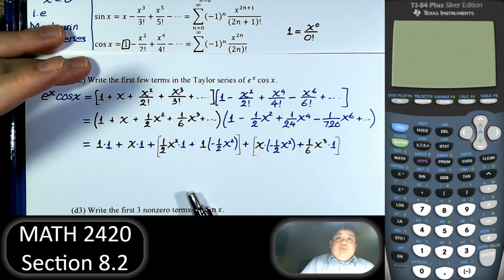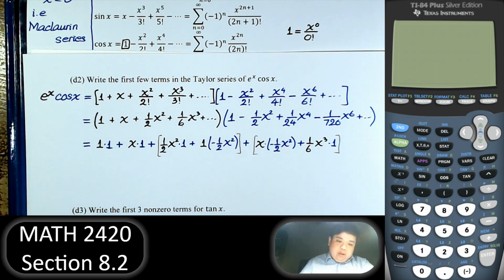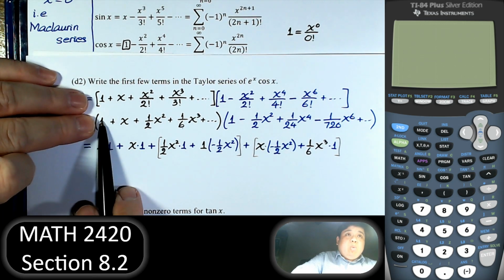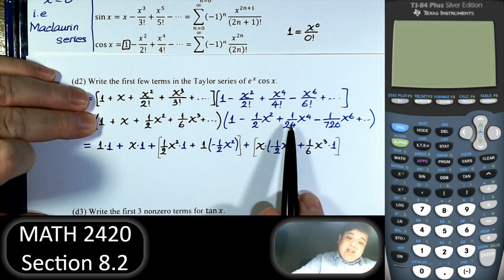Now, how do we get x to the 4th? To get x to the 4th, if we start with 1 here, can we multiply any of this to get x to the 4th? The answer is yes. This guy.